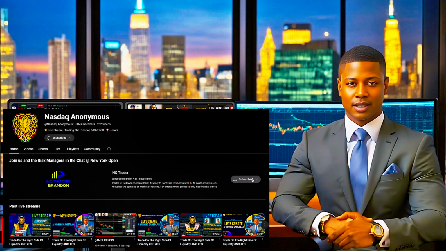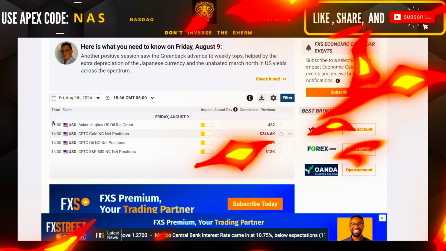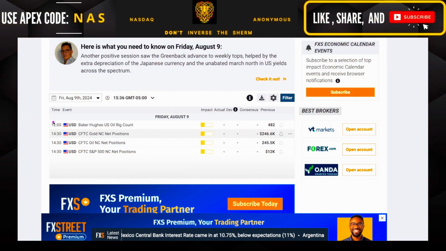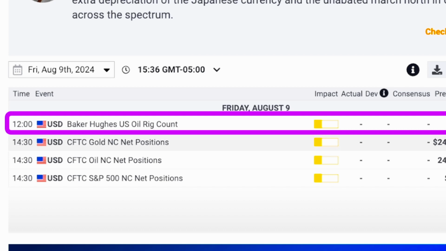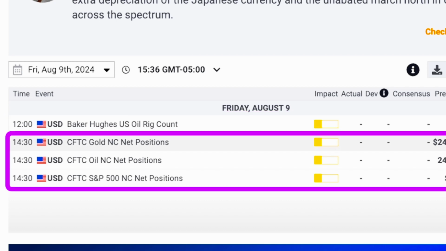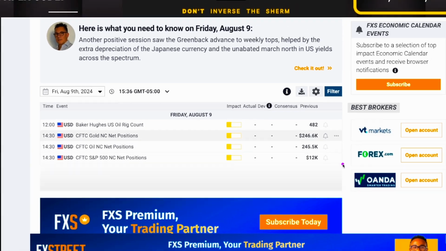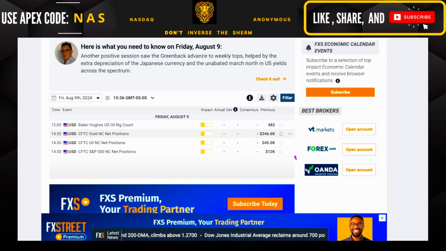With that said, let's jump into the charts now. This is tomorrow's data. Be mindful that all times are in Central Time. We have a small block of news scheduled for tomorrow. At 12 o'clock, we have some crude news, and at 2:30, we have some CFTC data being released. Now that we know what to expect, let's jump into the charts and create a game plan for tomorrow's price action.